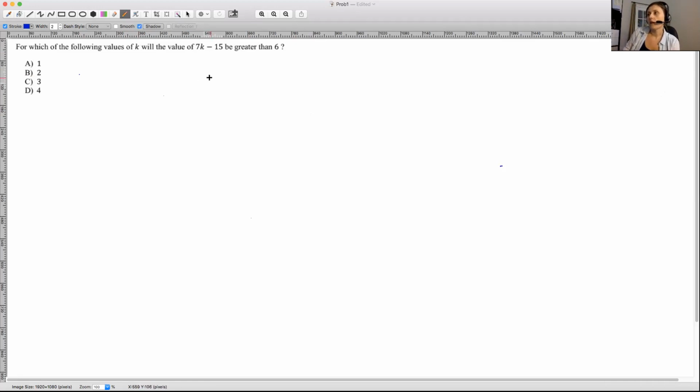And we're just going to set up this inequality exactly the way it says. 7k minus 15 greater than 6. So it'll be 7k minus 15 is greater than 6. Exactly what the problem says. Okay? So we're just going to go ahead and solve it.